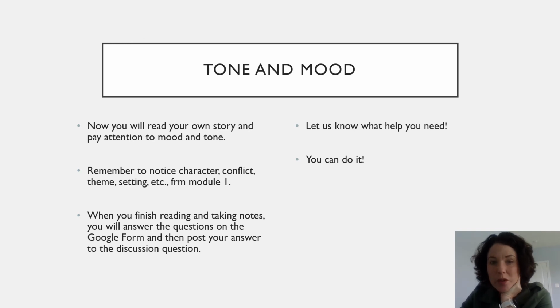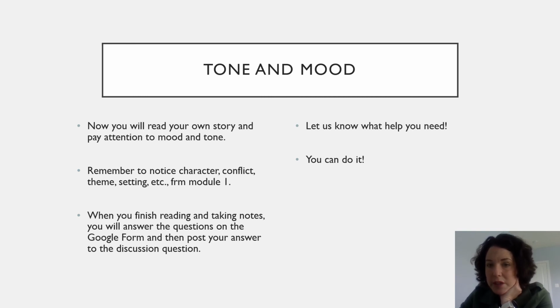Okay, guys, so we've read that story. Now your assignment for this week is to read the story that we post on your own and pay attention to mood and tone. Remember also, you're going to notice character, conflict, theme, setting, etc. from Module 1. And then when you finish reading and taking notes, you'll answer the questions on the Google form and then post your answer to the discussion question that's also on Google Classroom. And that's how you'll get feedback about this.